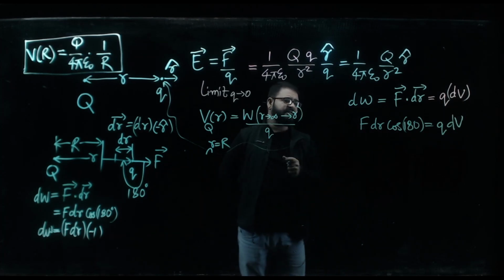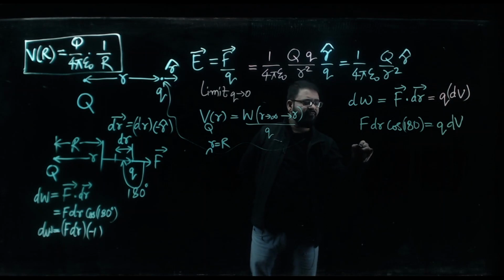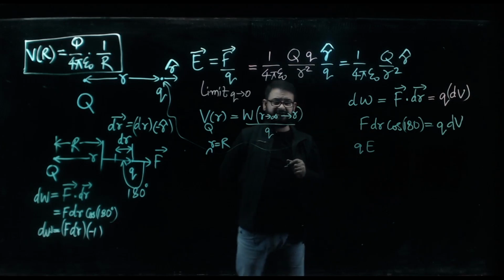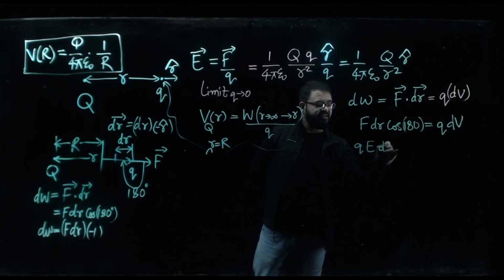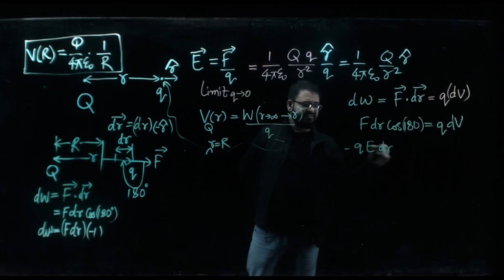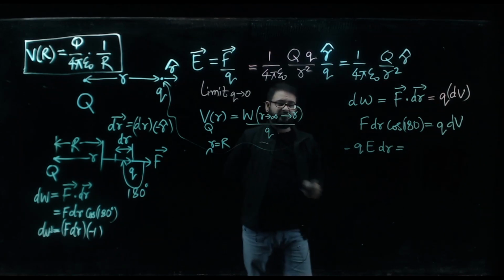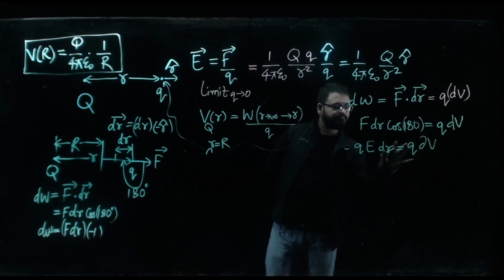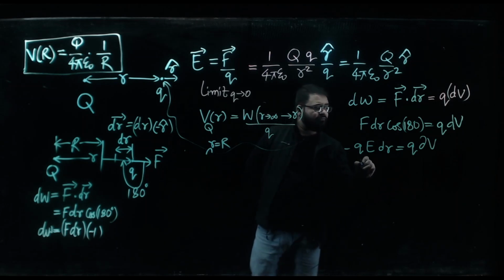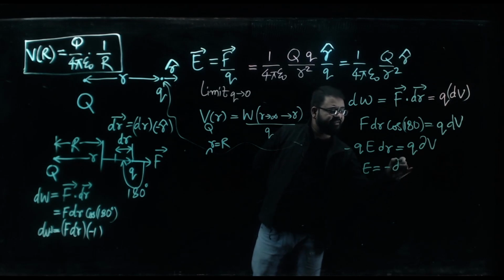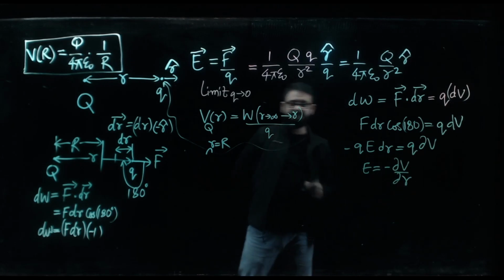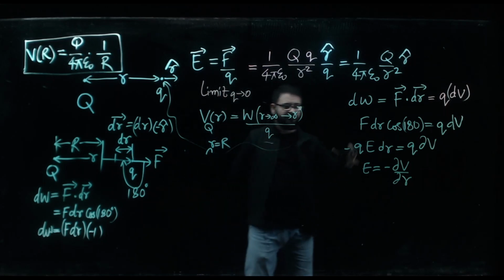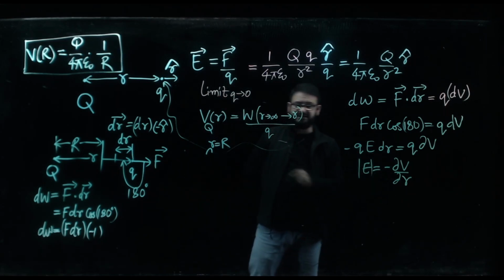If we open this force F, we can write it is the charge Q times the magnitude of the electric field times dr, and then there is a minus sign. Then this should be equal to Q dV. So we can write down our electric field, its magnitude will be minus dV by dr. So this is how we represent the magnitude of the electric field.